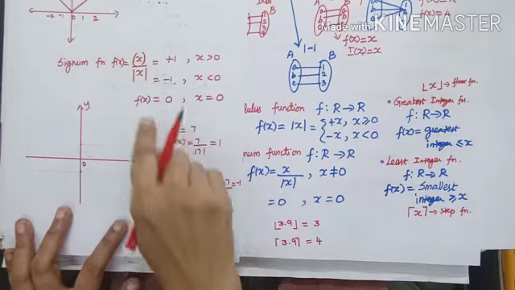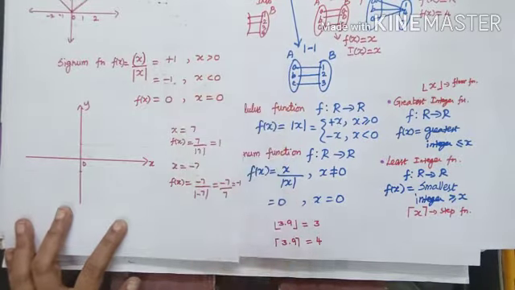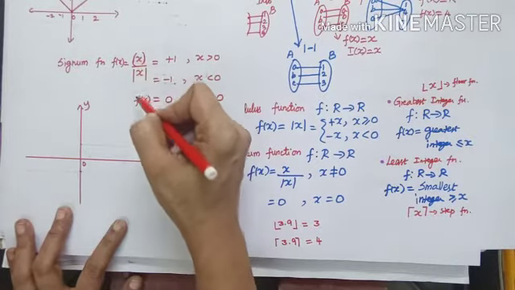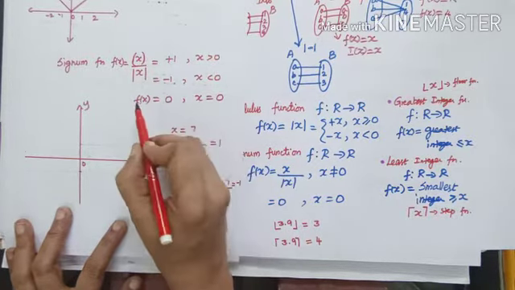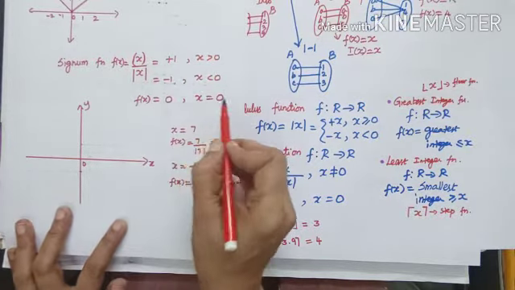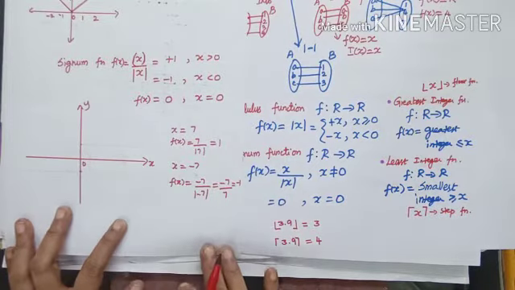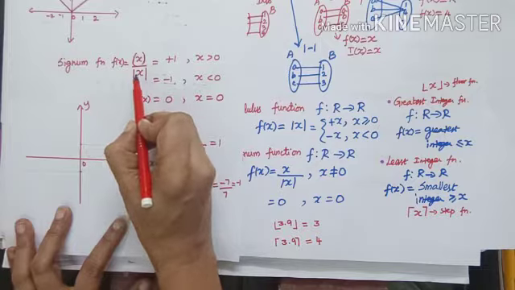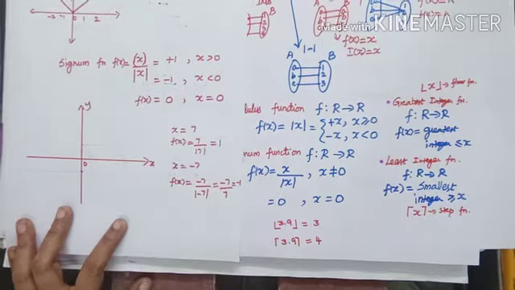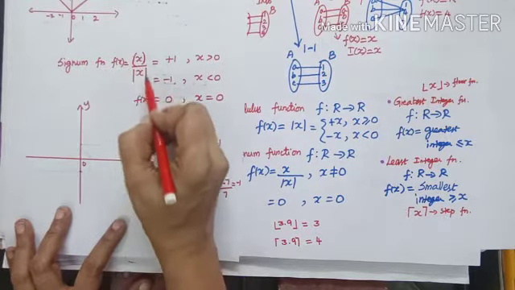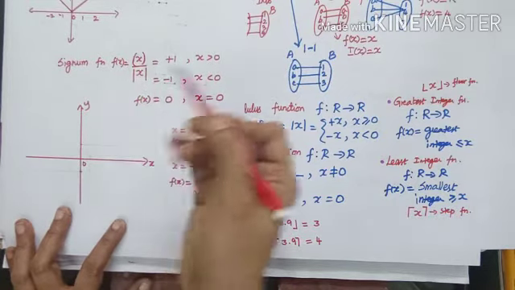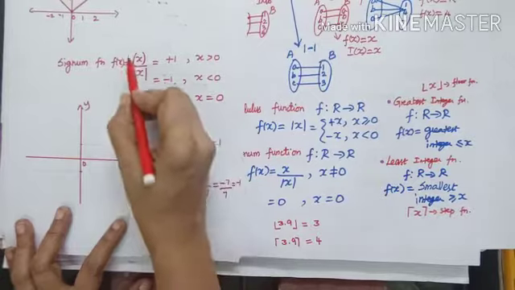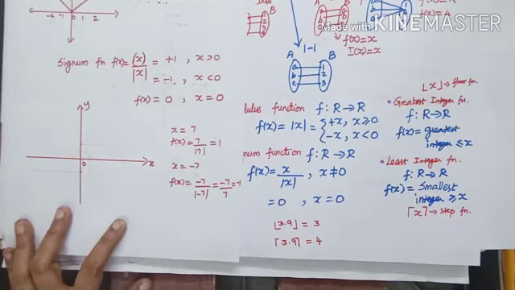So the signum function gets only 3 values. When x is 0, I cannot divide. Remember, in mathematics, 0 should not come in the denominator. So whenever you have something in the denominator, immediately ensure it mustn't be 0. So the signum function exists only for x not equal to 0. Whenever x is 0, I will declare the function to be 0.